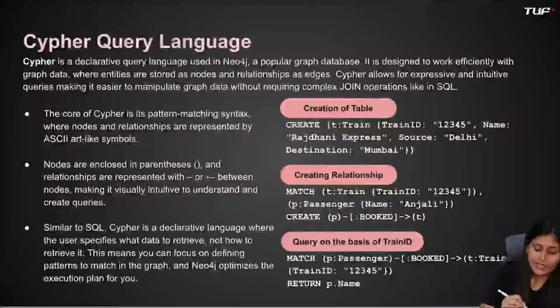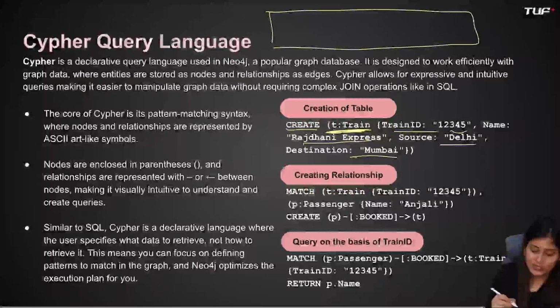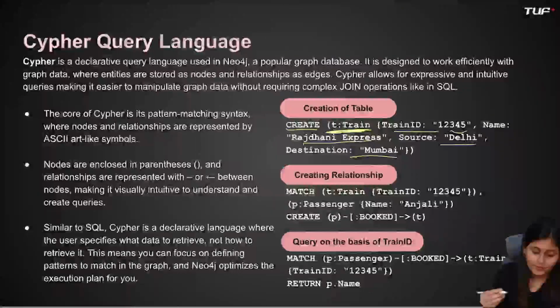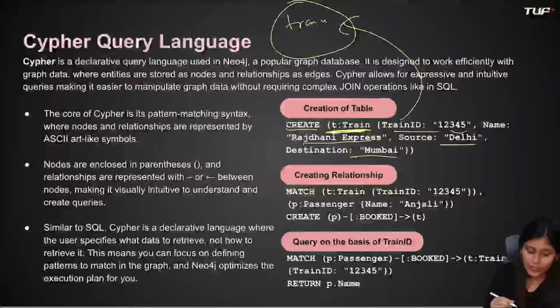So here, how do we create a table? We'll give the command create, and the table name, so t basically for the instance name, and train as the table name, having train ID 12345, name Rajdhani Express, source Delhi, destination Mumbai. So one table has been created with all these four. Okay, sorry, this is a graph database, right? So we can't store like this. In an entity node we have all those things. The train node is there with all the parameters.